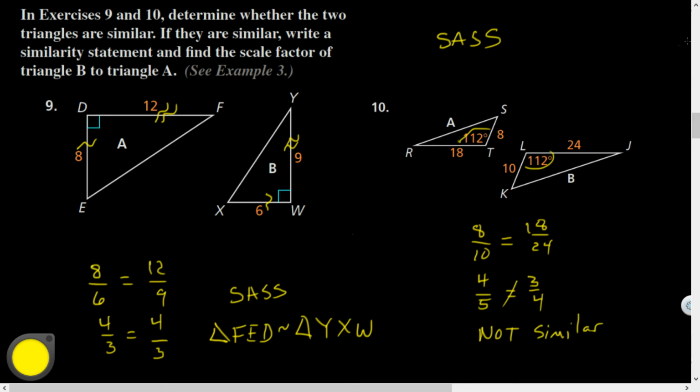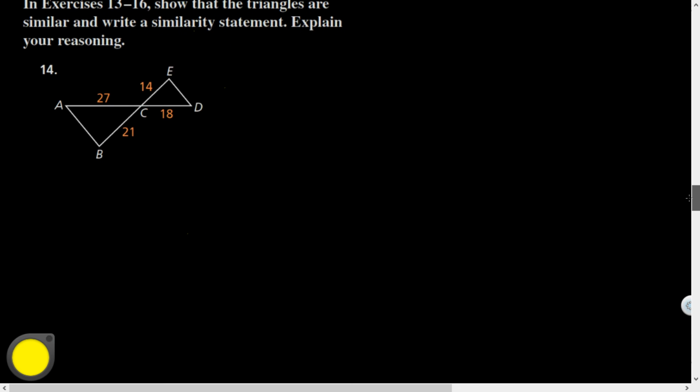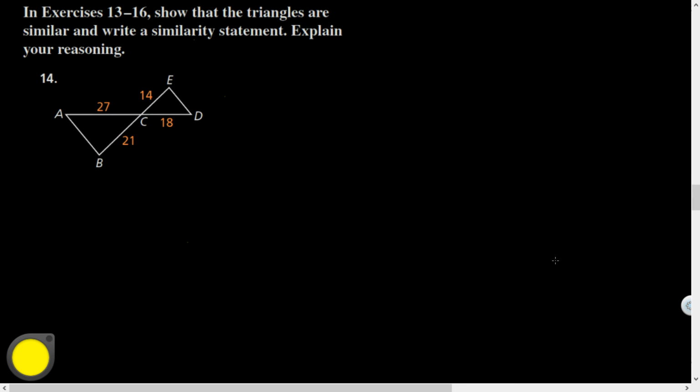And I think I picked one more problem for us. Question 14, I believe. There we go. Show that the triangles are similar and write a similarity statement. Explain your reasoning. All right, you guys can spot this a mile away. What do you think we should do?